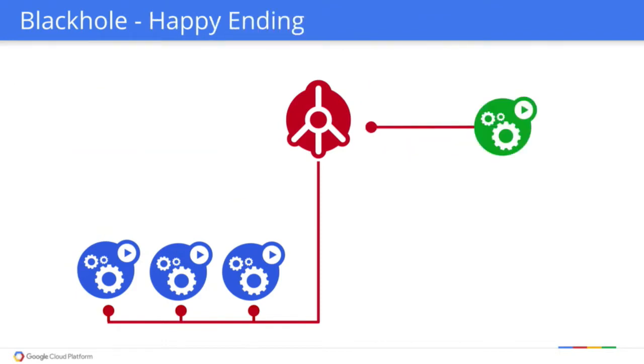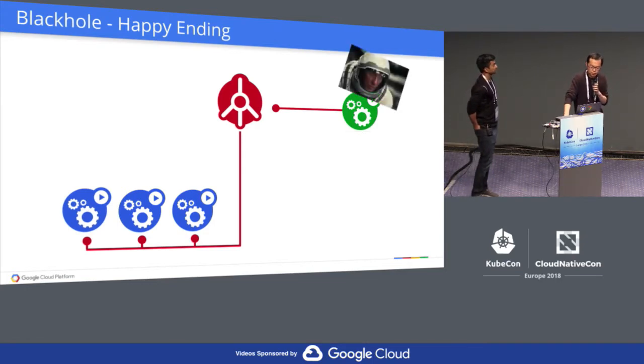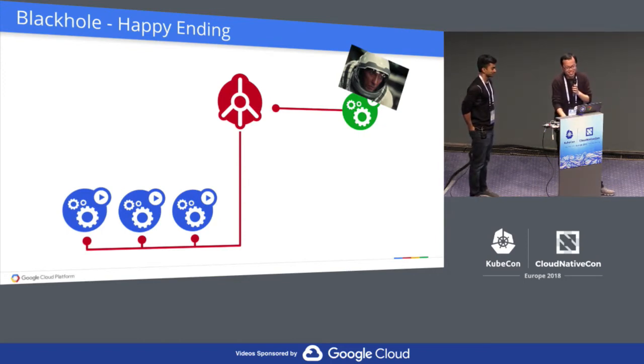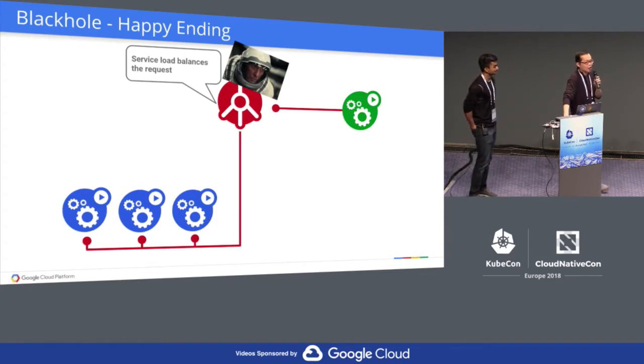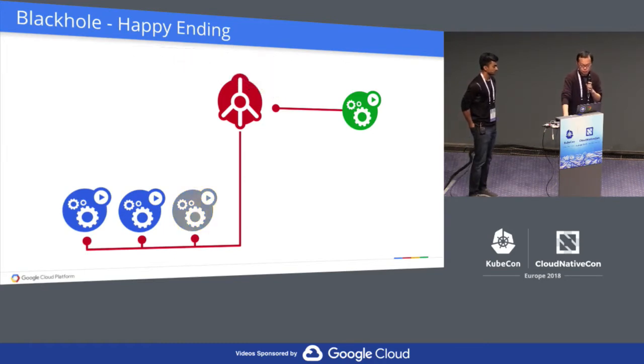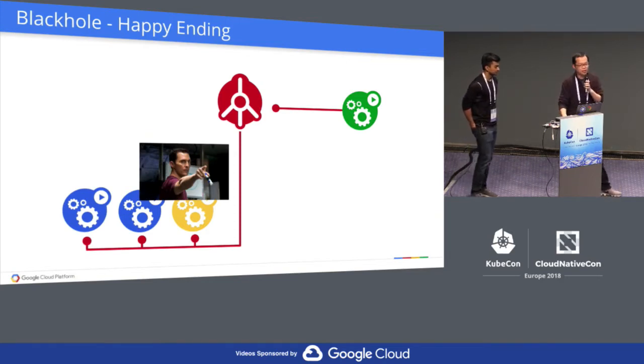So a client pod comes in. The client pod, in this case, is the green one. It sends a request to the service cluster IP, and we're going to use Matthew McConaughey from Interstellar to represent the network packet. The packet gets to the service cluster IP, and the service is supposed to load balance the request. The service picks one backend and delivers the packet to it. In this case, Matthew is happy.